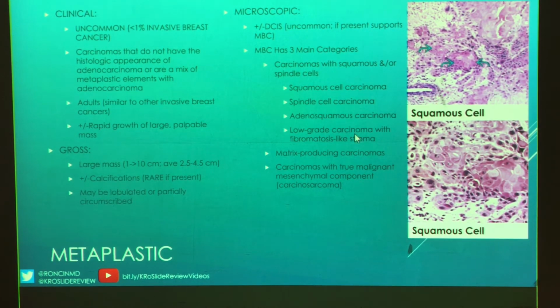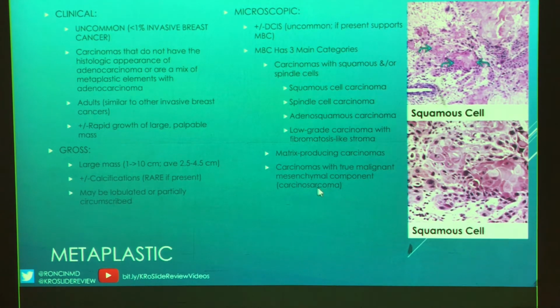There have been a few of these that have been posted on social media lately where people have been wondering about fibromatosis-like lesions, and definitely always something to consider. You have your matrix producing carcinomas, so that would be things that are producing osteoid or mucin, like we were talking about with the mucinous carcinoma.